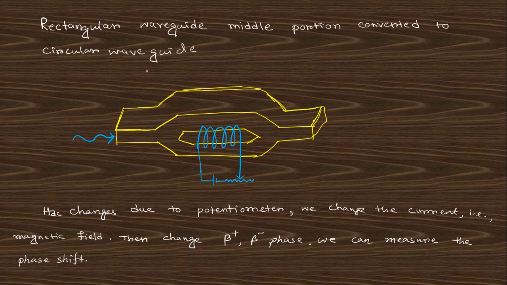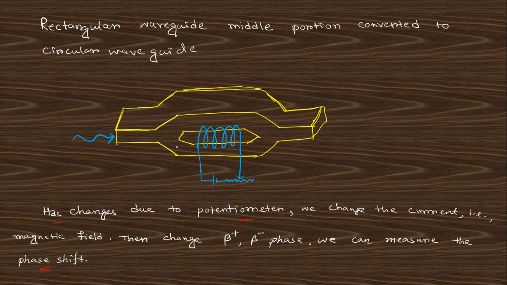Okay, rectangular waveguide middle portion converted into circular waveguide, like that. If you convert this rectangular waveguide into circular waveguide, the H DC changes due to the potentiometer, the current. If this potentiometer changes, this current will change, then the magnetic field will change. And when the magnetic field changes, the property within this ferrite material will change, and the corresponding phase change will be shifted.